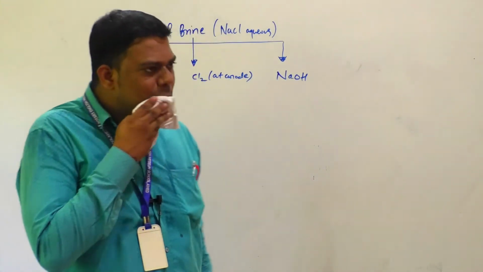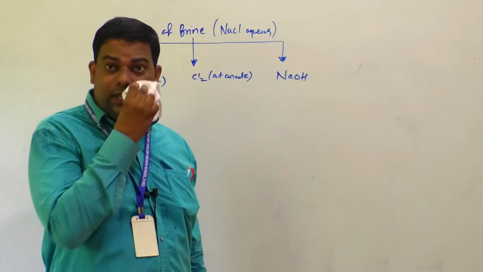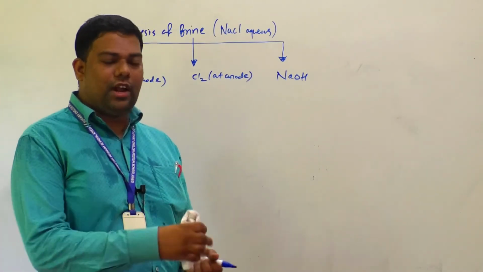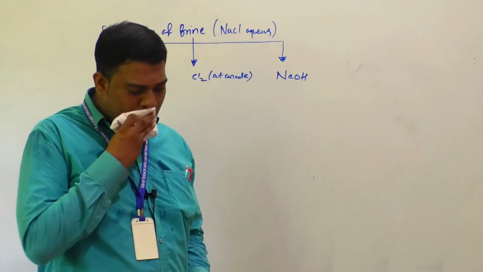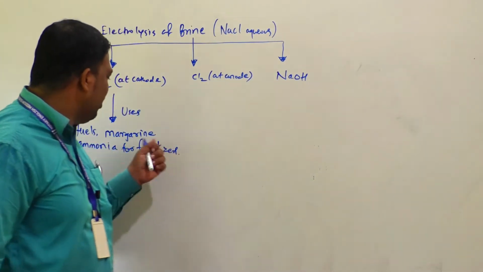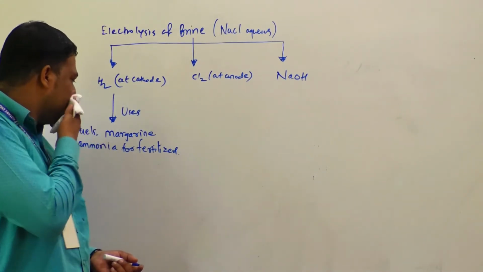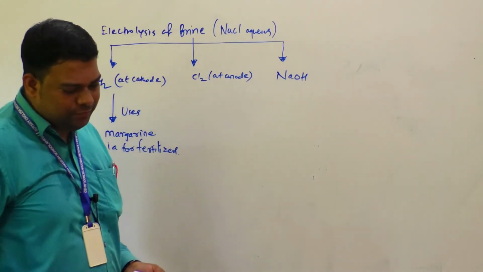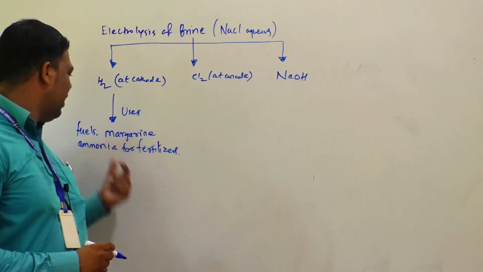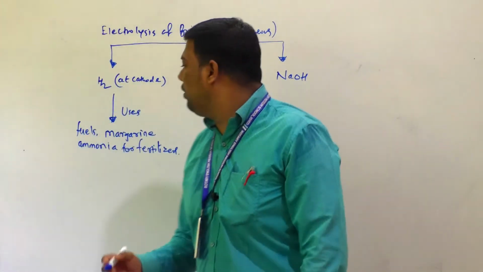So, beta, basically this margarin for fertilizers means what? We have to pass bubbles of hydrogen gas whenever we are applying fertilizers. By passing bubbles of hydrogen, that we call margarin, ammonia for fertilizers. At that time we can use this hydrogen gas. Now say Cl2.